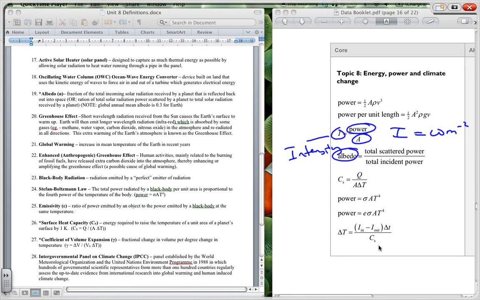Here we have albedo. It's equal to the total scattered power or reflected power divided by the total incoming power. So it's a fraction. It's got no unit, obviously, because it's going to be a watt divided by a watt, and it will cancel. And it's a value from 0 to 1.